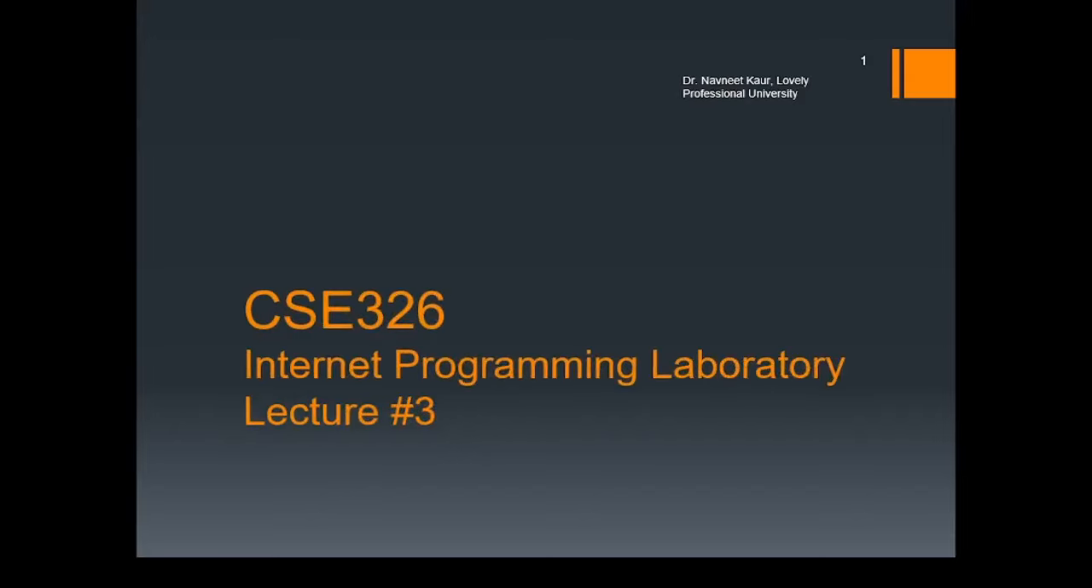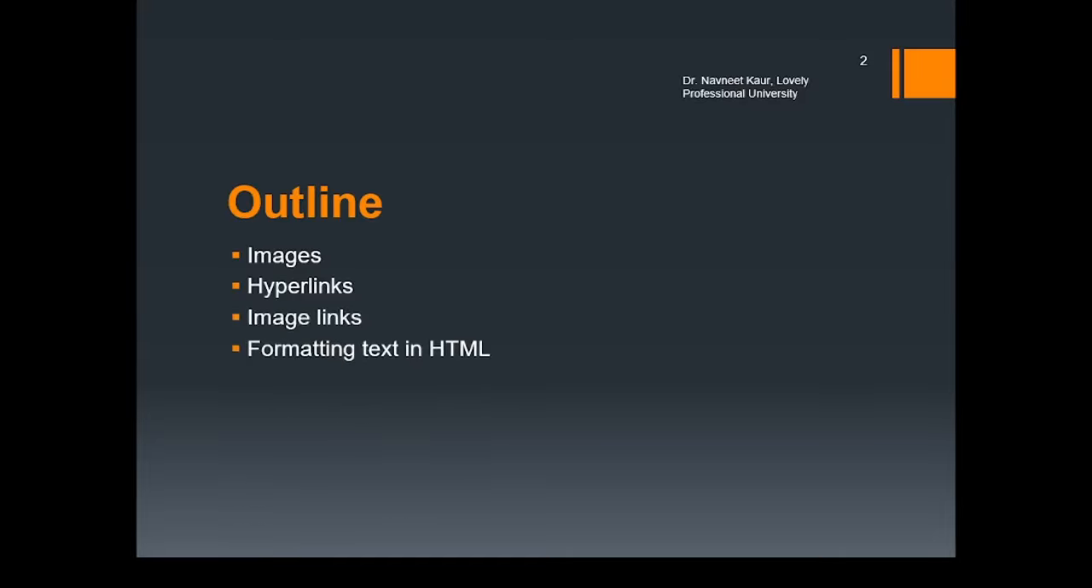Welcome to lecture number 3. In this lecture, we are going to cover the following topics: images, hyperlinks, image links, formatting text in HTML, section tag, and lists. Inside the list, we will cover the 3 kinds of lists: unordered list, ordered list, and the description list. So moving on to the first one, how can we insert images into our HTML file?